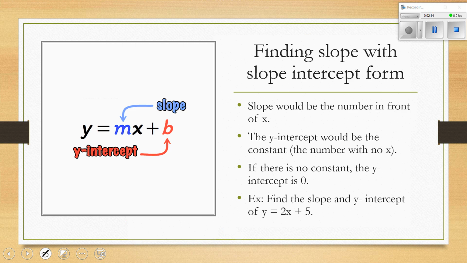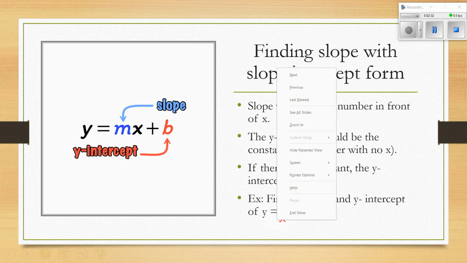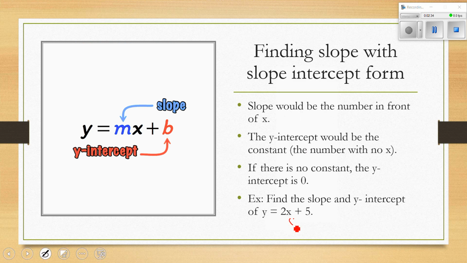To find the slope with slope-intercept form, you remember that slope is the number in front of x, and the y-intercept would be the constant, or the number with no x. If there is no constant, the y-intercept is 0. So right here it says find the slope and y-intercept of y equals 2x plus 5. Well, this right here is mx plus b.